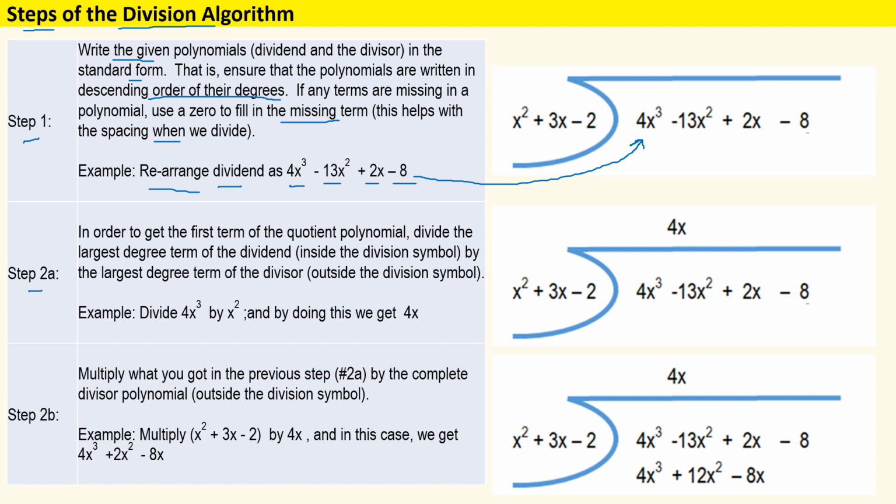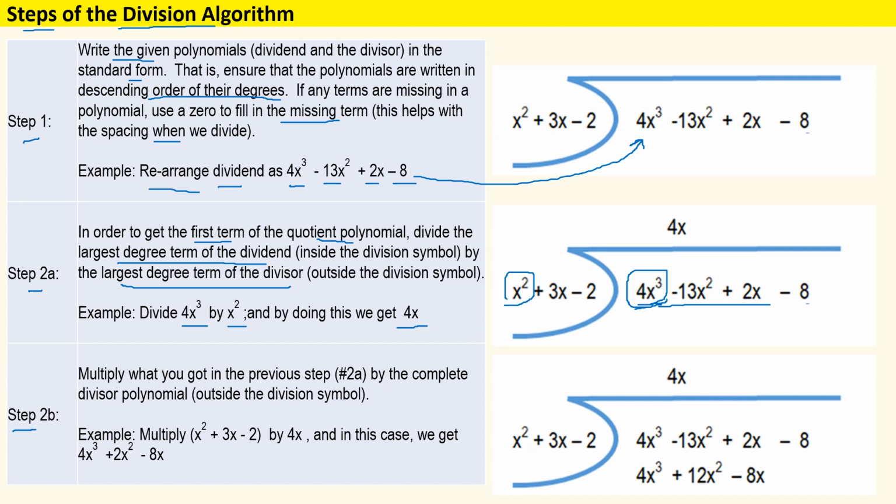Step 2a. In order to get the first term of the quotient polynomial, divide the largest degree term of the dividend, which is written inside the division symbol. Its largest degree term is 4x cube, because the largest degree is x cube, or degree 3. The step says that we divide it by the largest degree term of the divisor, which is x square. So in our example we are dividing 4x cube by x square, and in doing so we get 4x.